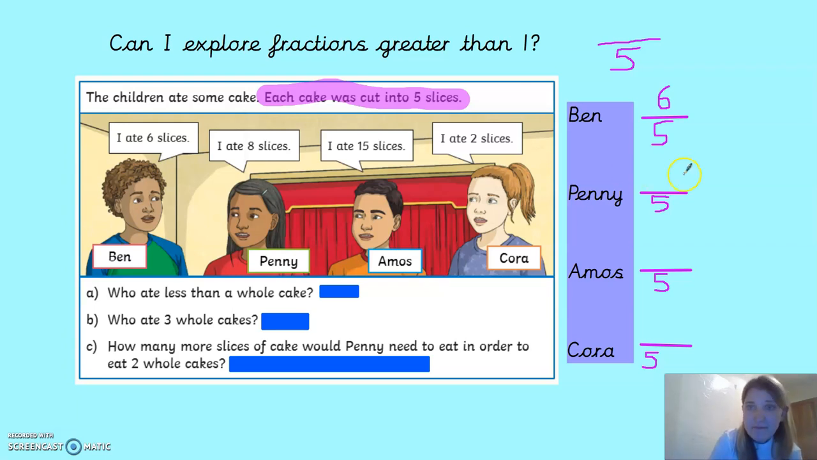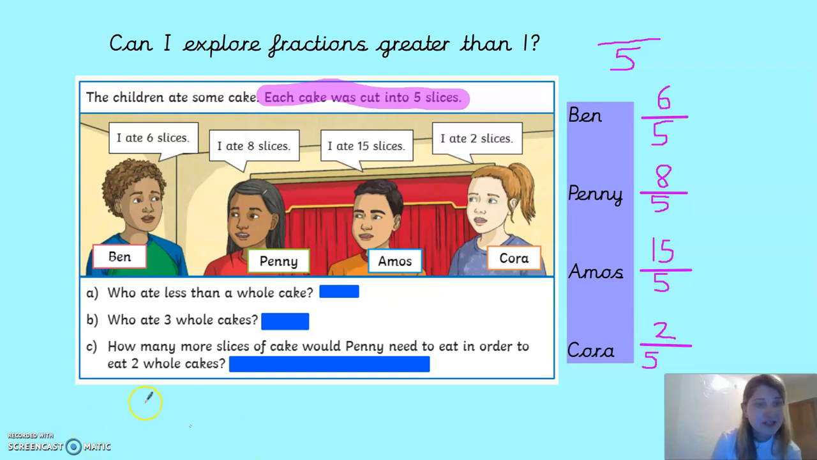Okay. Penny, again, why don't you pause me, see if you can work out what each of these numerators would be. Hopefully you've got them right. Well, Penny had 8 slices, so that's her numerator. Amos had 15. I think Mrs. Elm was a bit of an Amos, if I'm honest. He had 15 slices and Cora had 2 slices. Okay, so we've got our fractions there.